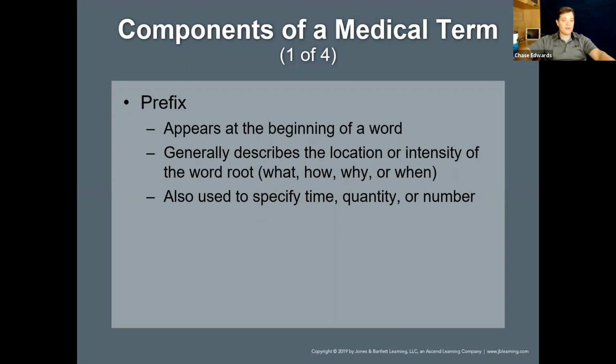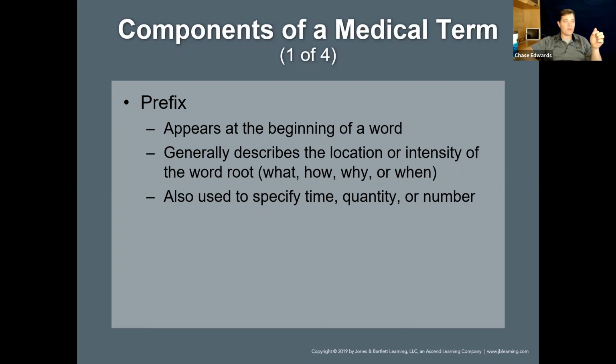So the prefix appears at the beginning of a word and generally describes the location or the intensity of the word that follows, right? Also, it's used to specify time or to indicate unaccountable or uncountable quantities. The prefix also changes the meaning of a medical term as a whole by describing the what, the how, the why, or the when of the root, right?